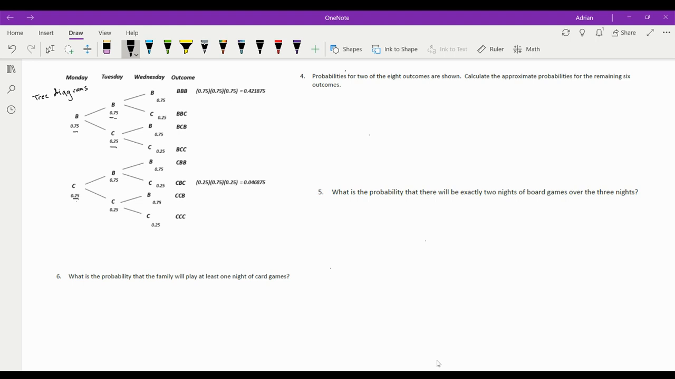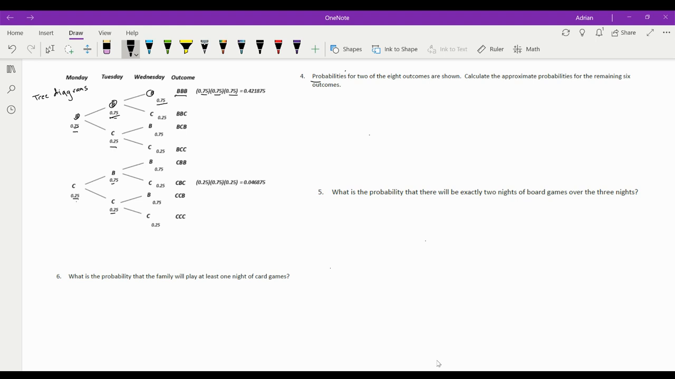And then if you played a card game the previous day, you can either choose one of the two, board game or card game. So in this case, we need to figure out, for number 4, probabilities for 2 of the 8 outcomes are shown. Calculate the approximate probabilities for the remaining 6 outcomes. All right, so for the remaining 6 outcomes, we have to multiply. 75% times 75% times 75% will give you B, B, B. And so 75% times 75% times 75% gives you 421,875 millionths. Kind of a lot to say there, so I'm just going to say 0.421875.